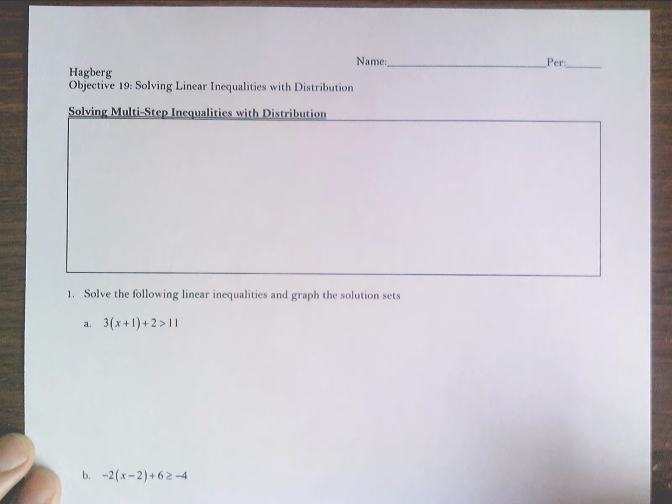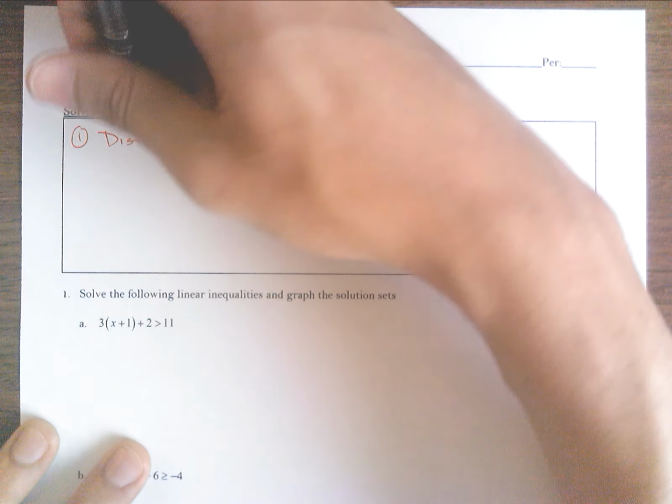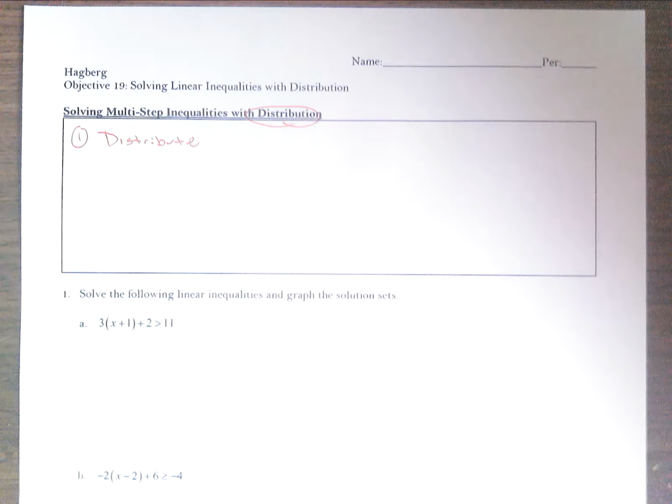All right, here we go with the last objective of our inequalities unit, objective 19, solving linear inequalities, but now with distribution. So this is going to follow pretty similarly to all of the previous objectives, but now we're going to add an extra step, and that is step 1, to distribute. After that, it's pretty much the same as our previous objective, objective 18.